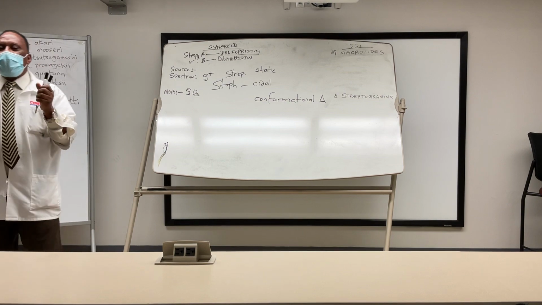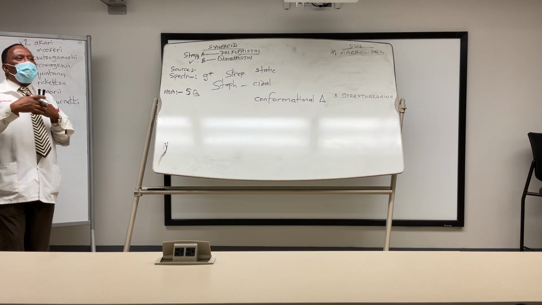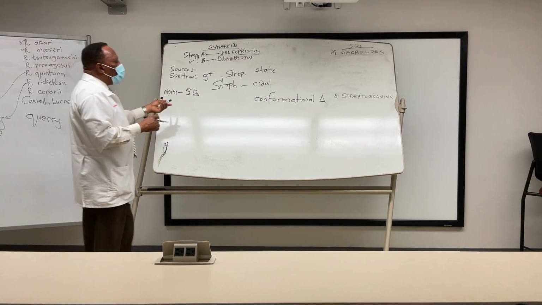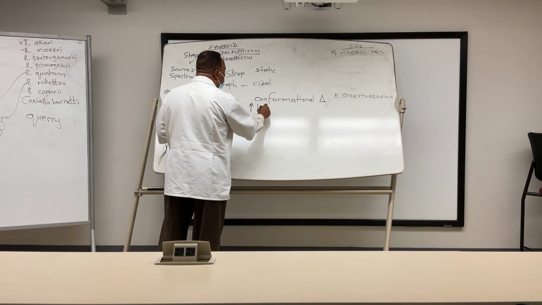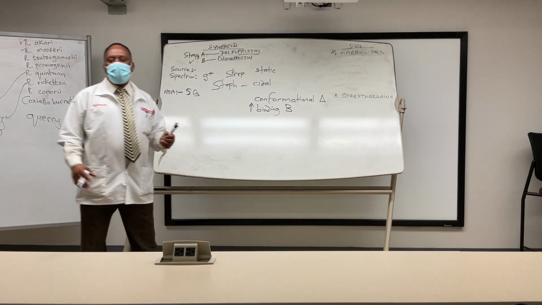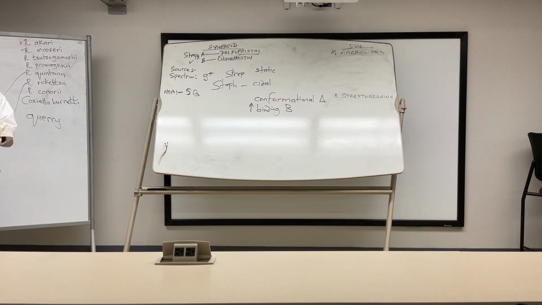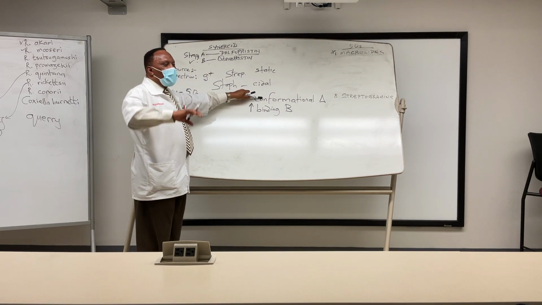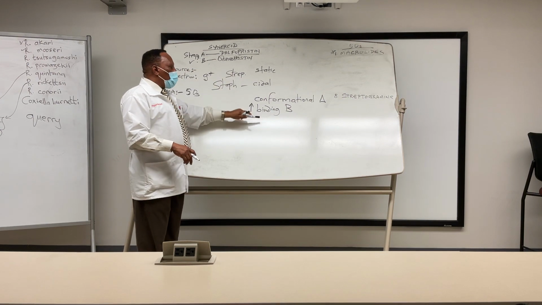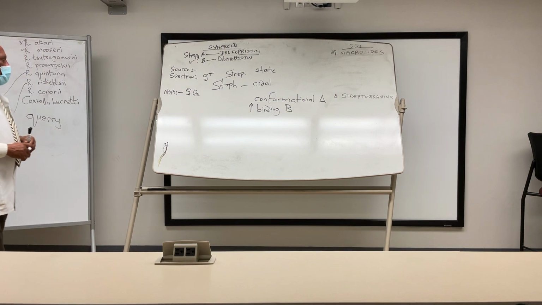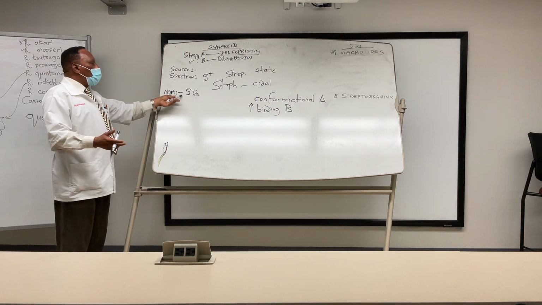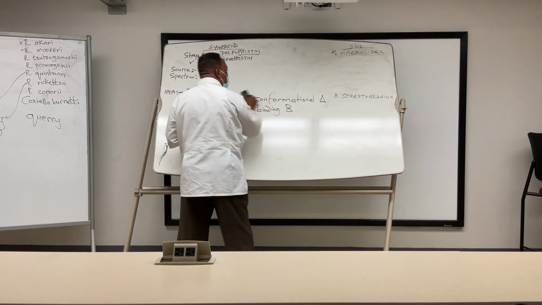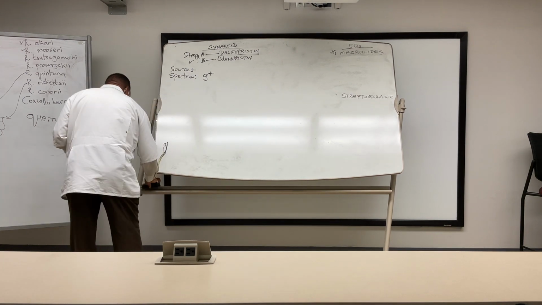So streptogramin A, which is your dalfopristin, would bind to a site that is close to the 50S ribosomal subunit there, and it will cause a conformational change that will then increase or enhance the binding of streptogramin B to 50S. So one prepares the way for the other. Okay. So dalfopristin or streptogramin A will cause a conformational change which will increase the binding of quinupristin or your streptogramin B. So that's why they're grouped along with your 50S inhibitors. That's the mechanism of action.